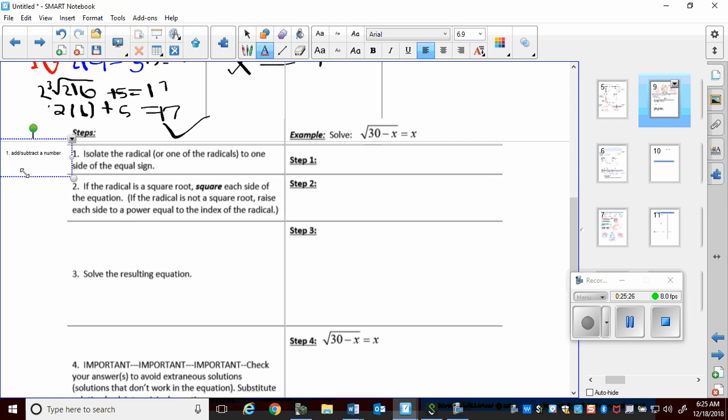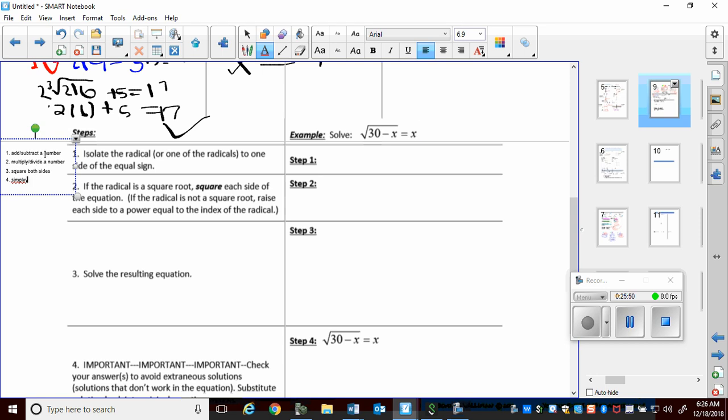Okay. Step 2, multiply or divide a number away. Step 3, square both sides. Step 4, simplify. But now we might have an additional step, so we're going to see what those things are. So first, we're going to just go through the steps.